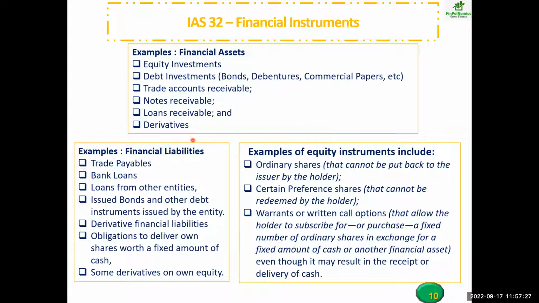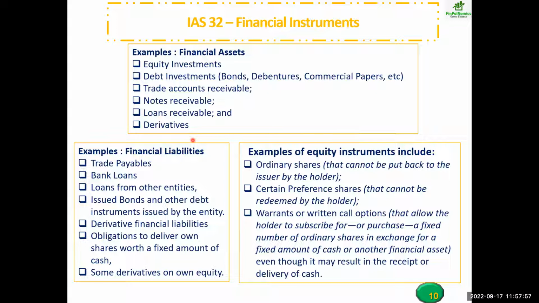Likewise, warrants or written call options that allow the holder to subscribe for or purchase a fixed number of ordinary shares in exchange for a fixed amount of cash or another financial asset, even though it may result in receipt or delivery of cash. When we get to share-based payment, IFRS 2, we'll better appreciate this aspect, with equity settled, cash settled, and hybrid settled share-based payment transactions.